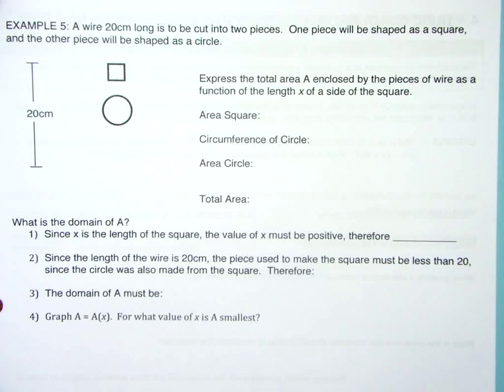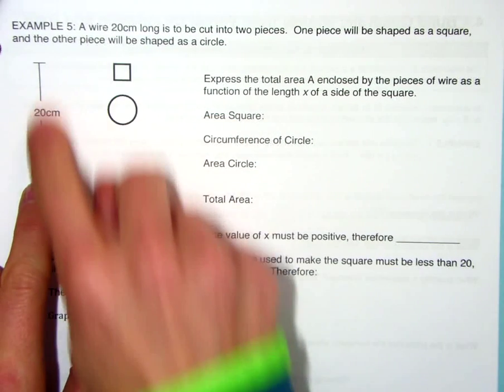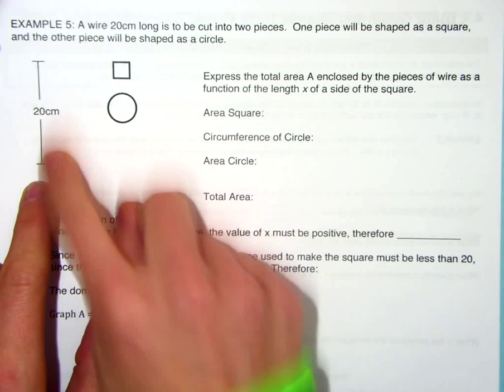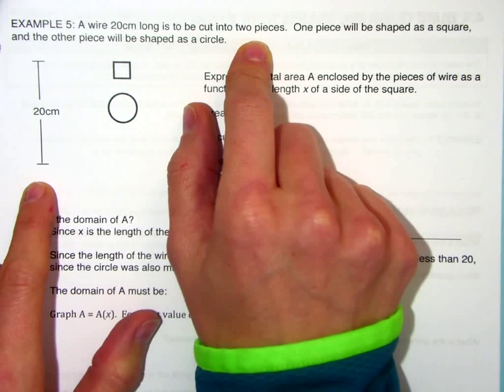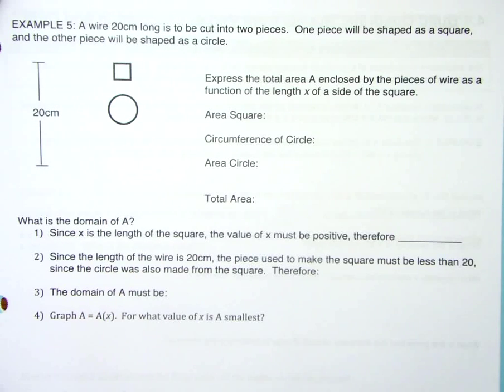We have a wire. It's 20 centimeters long. Do you see this wire, guys, right here? Yeah, it's a straight. All right. This wire is 20 centimeters long. It's going to be cut into 2 pieces, and one piece is going to be a square, and the other piece is a circle. Is everybody okay with that?